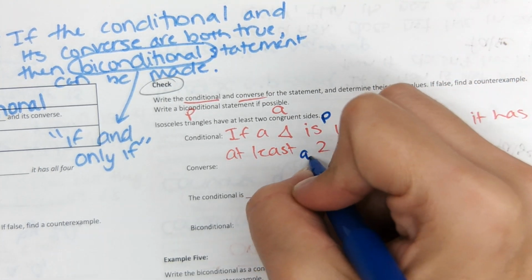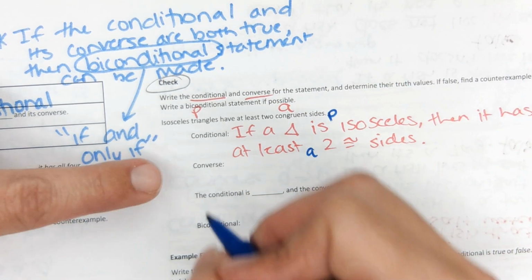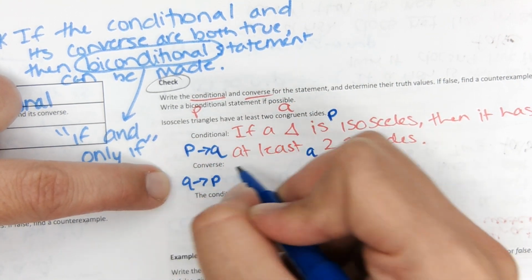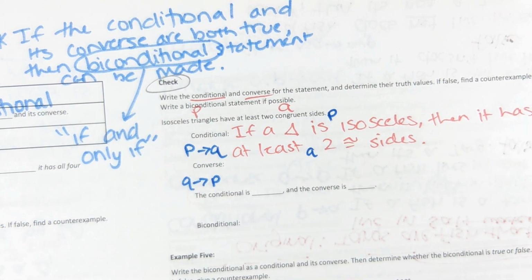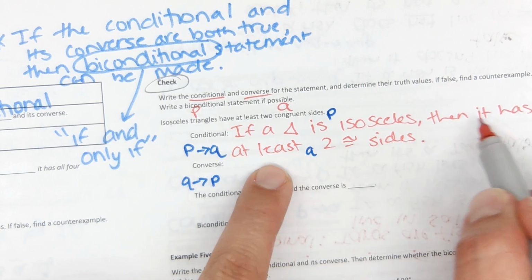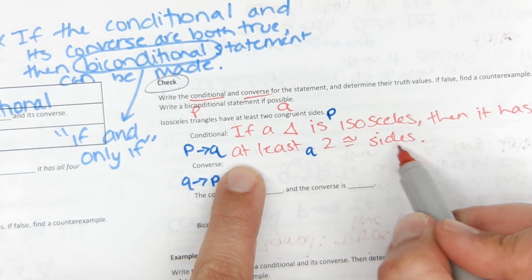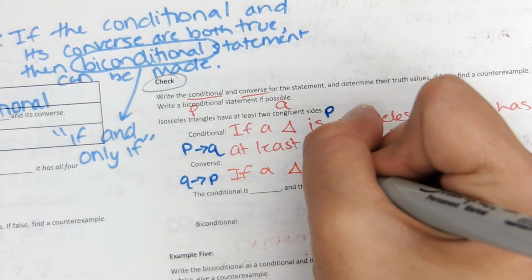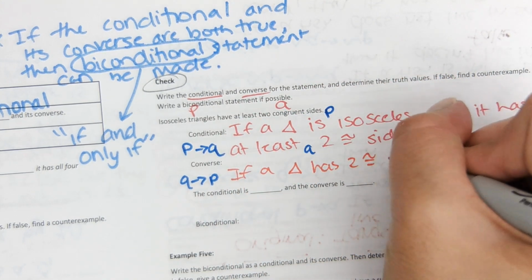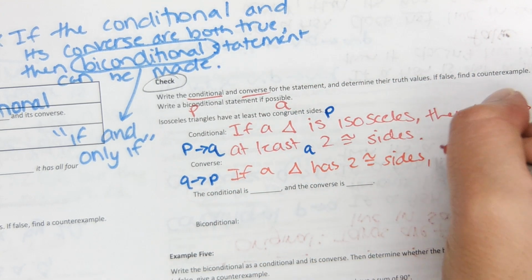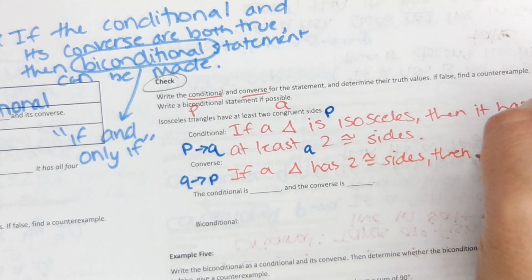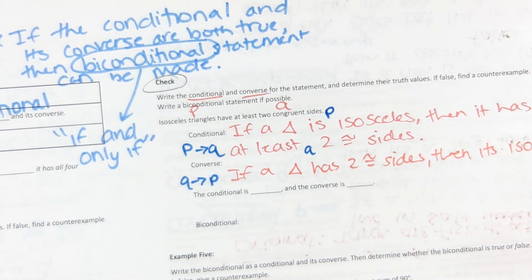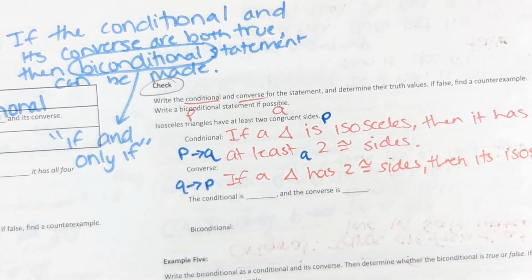So this is our P then Q. Conditional is P then Q. Converse is Q, then P. So we just are going to switch the order. So we're going to take Q and put it first. If a triangle has two congruent sides, then it is isosceles. Trying to abbreviate as much as possible.